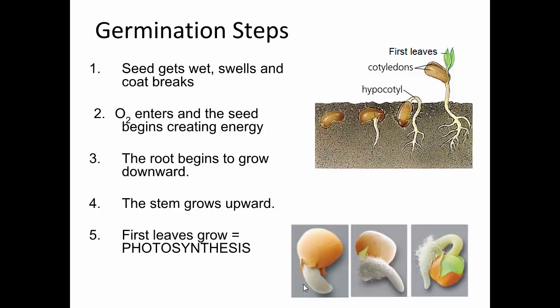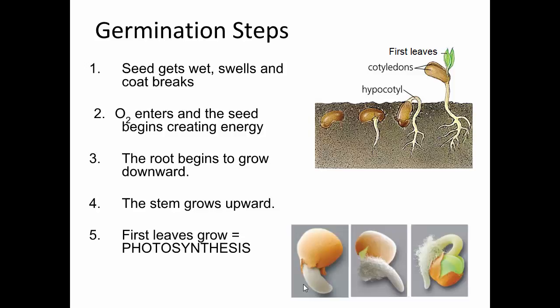Oxygen can then get in, and the seed starts to use up that stored food that's inside. A root emerges, okay, that starts growing downward to absorb more water. A stem emerges and starts to grow upward and eventually breaks through the soil. The seed coat is still attached for a little while. It will eventually fall off.